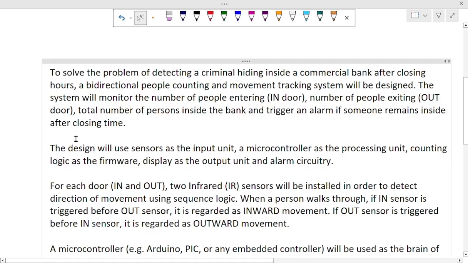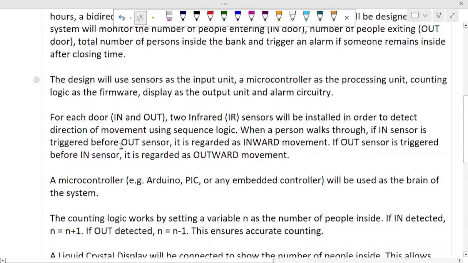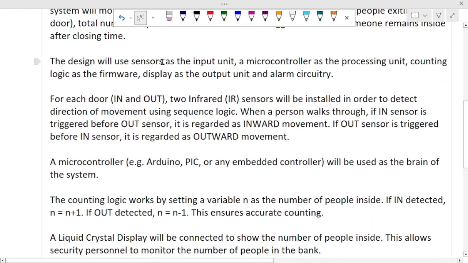So yeah. Now the design will use what? The design will use sensors, of course. Sensors as the input unit, a microcontroller as a processing unit, counting logic as a firmware, which is a software. That is writing of program. So programs will be written. That written program is what we refer to as the firmware here. Then display as output units and alarm circuitry. So we have an alarm system, and then we now have the display units.